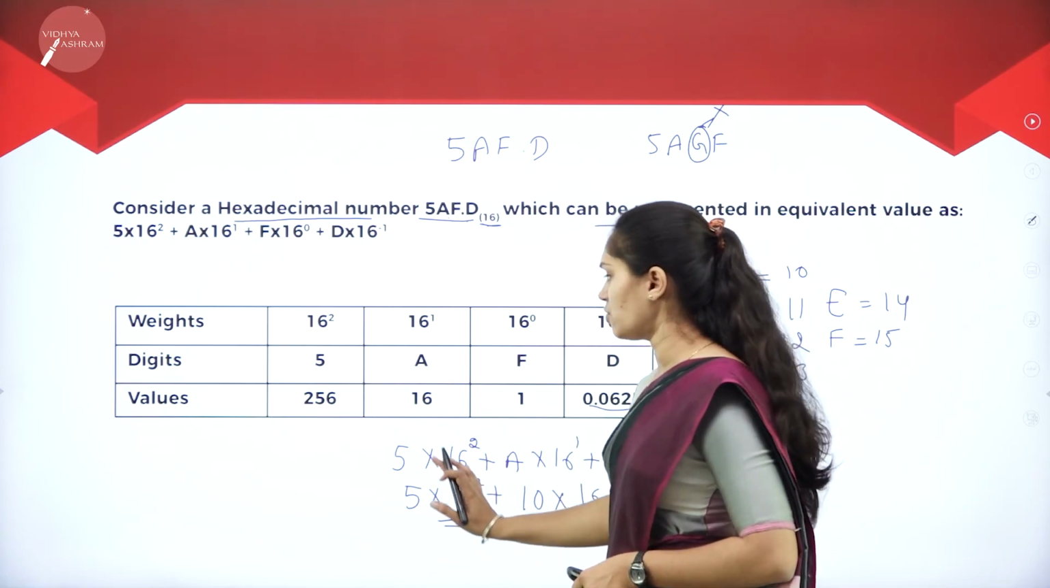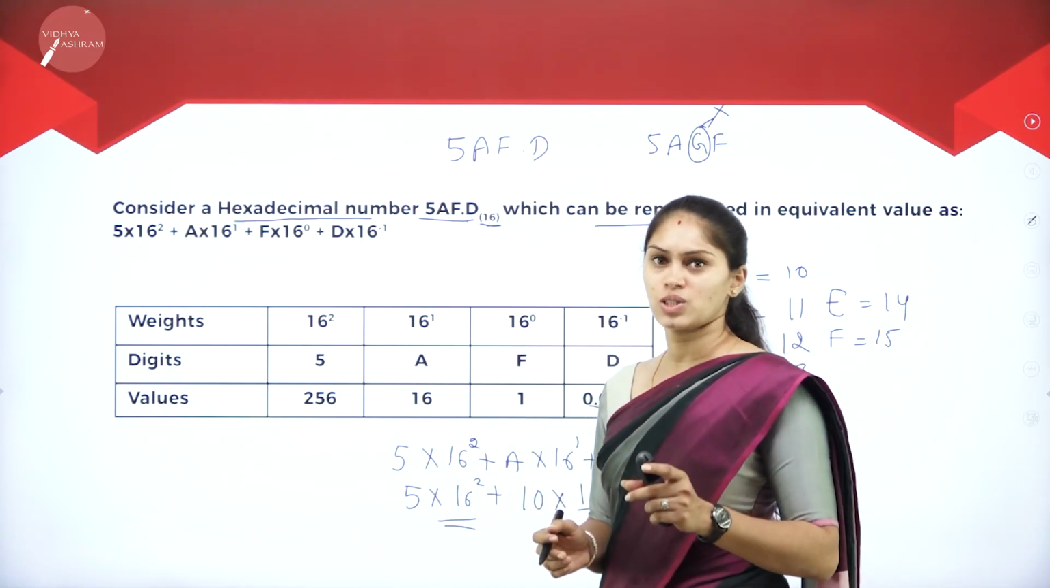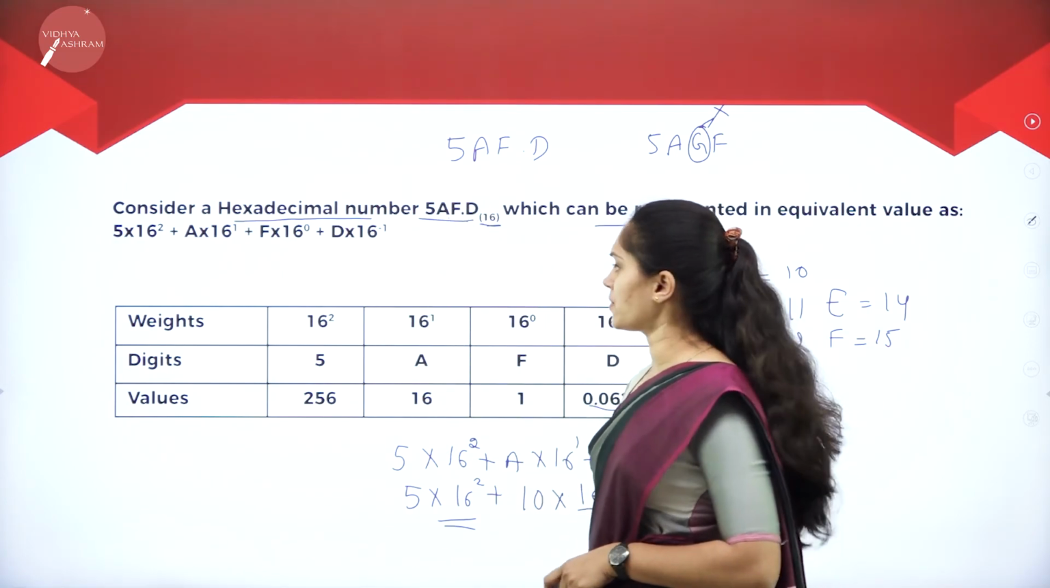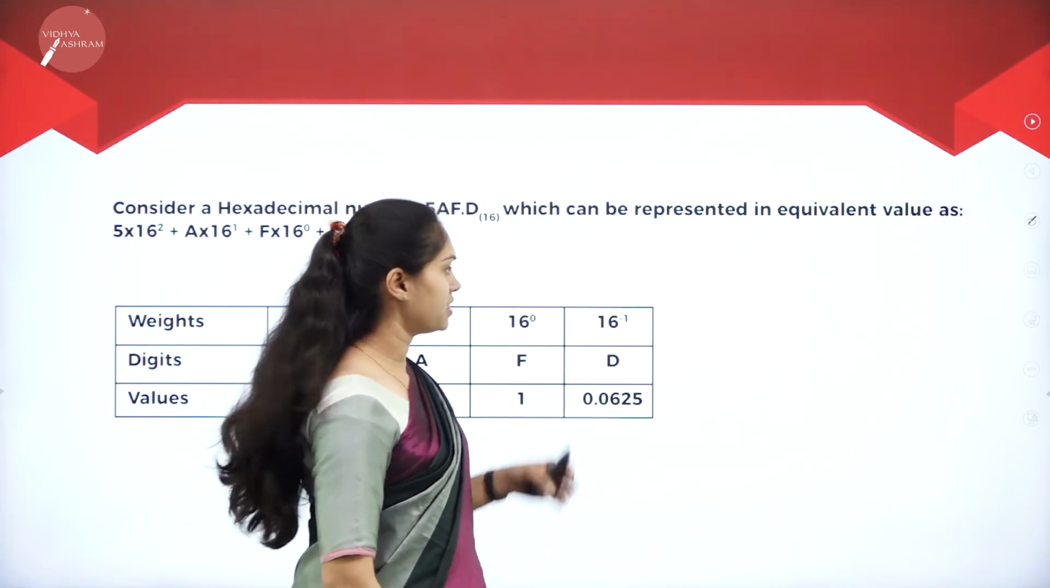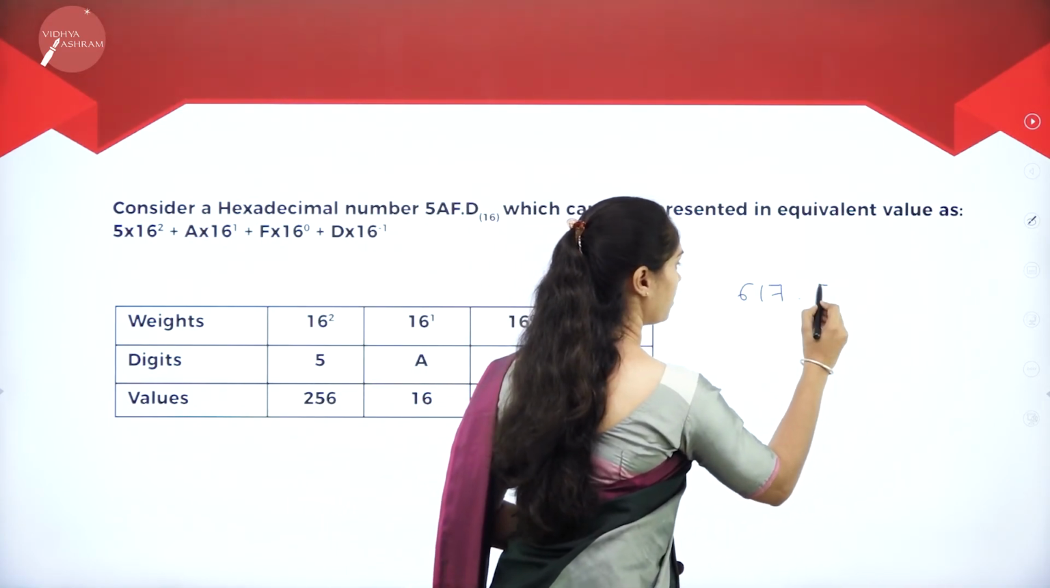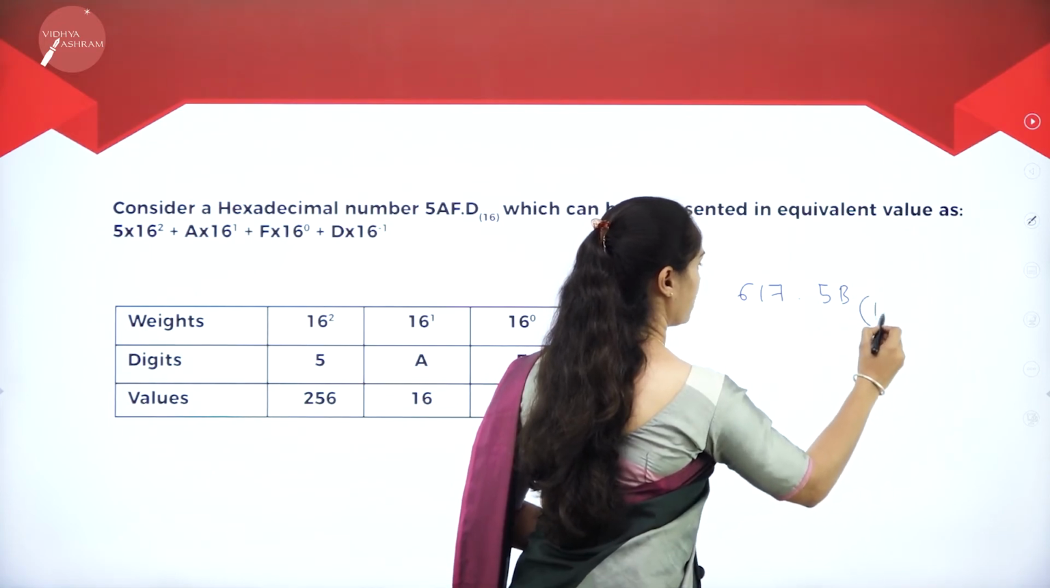This is how we are going to represent hexadecimal number system in its equivalent representation. These kinds of questions can be asked for a 1 mark question. So represent this number in the equivalent form. Let me take one more example for this hexadecimal number system: 617.5B, which is base 16.